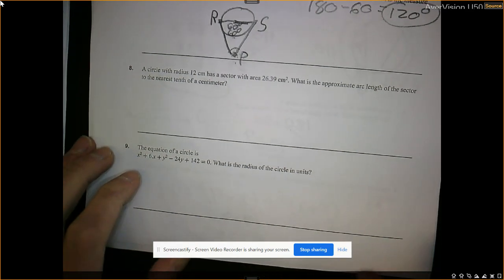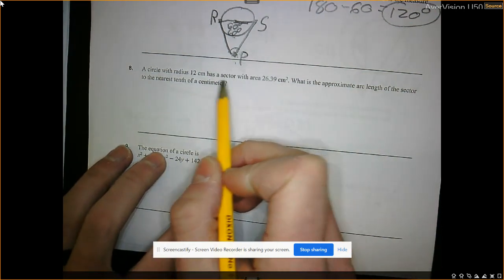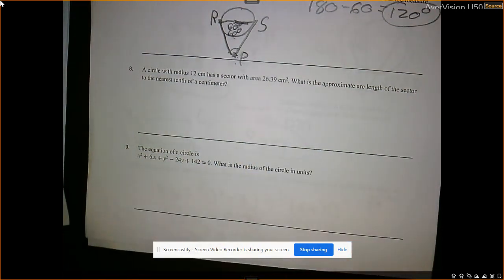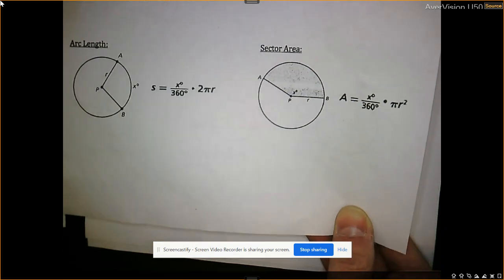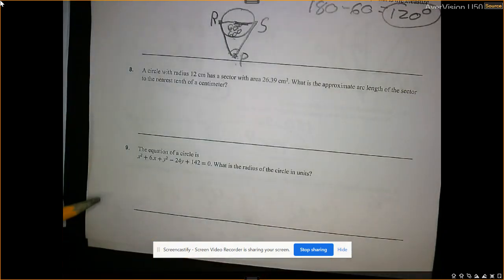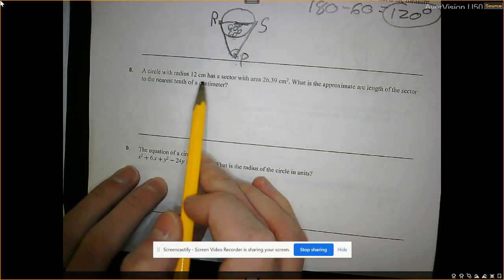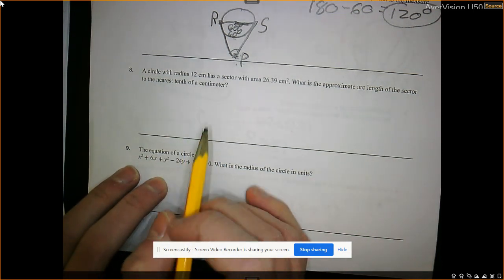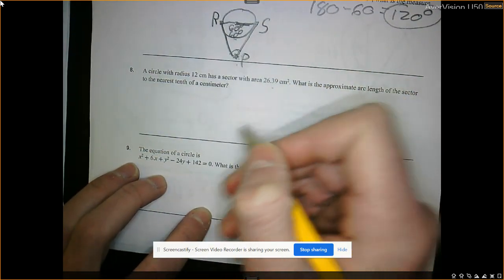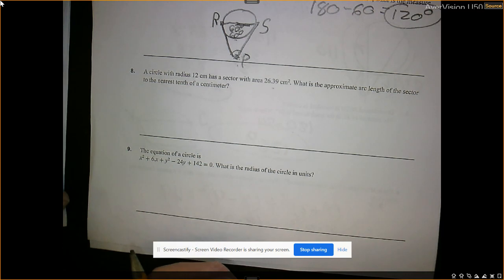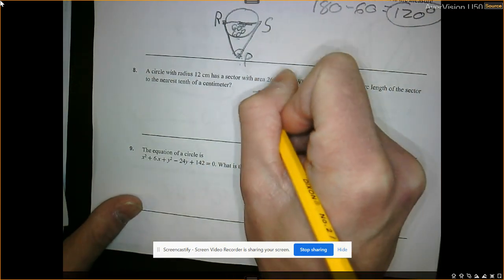Moving on, okay, we have a circle with radius of 12 centimeters. It has a sector with area 26.39. We're talking sector area, so you would go to the very bottom two formulas on your formula sheet that look like this. With a radius of 12 centimeters, maybe draw it if it helps you, or you don't have to, but the sector area is 26.39.